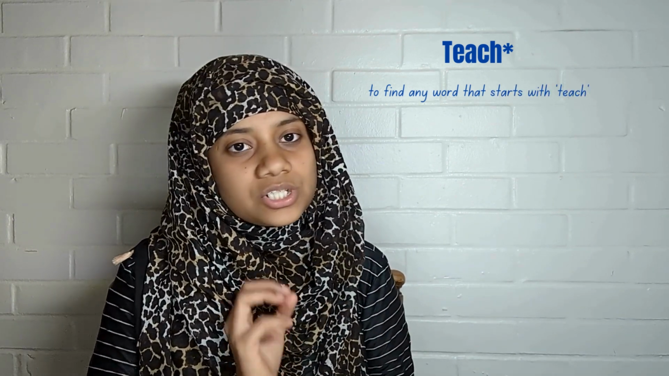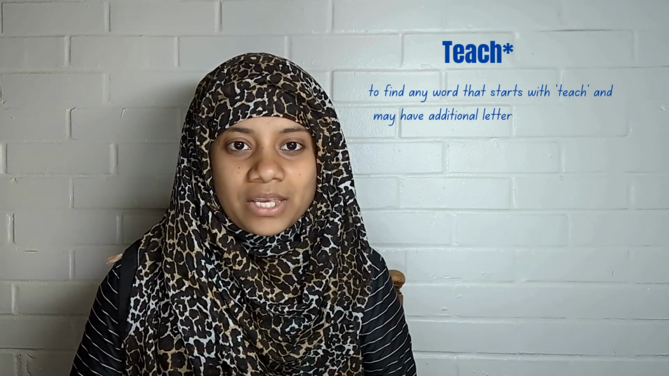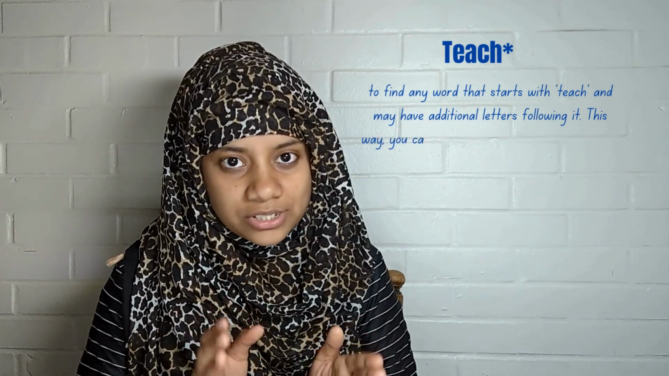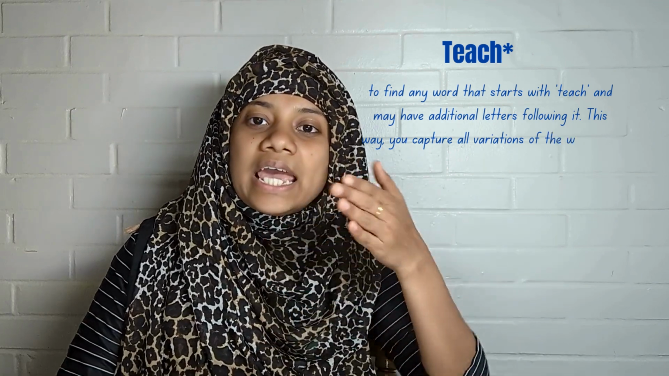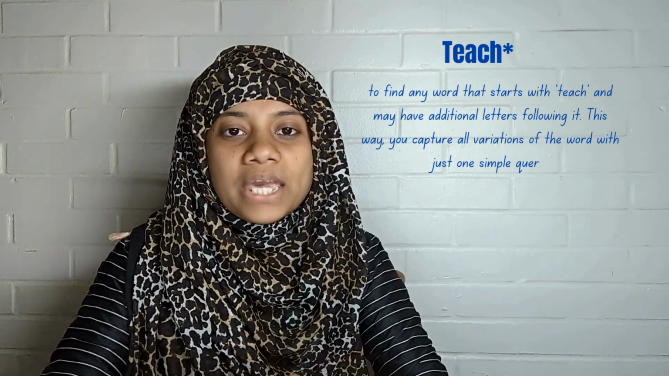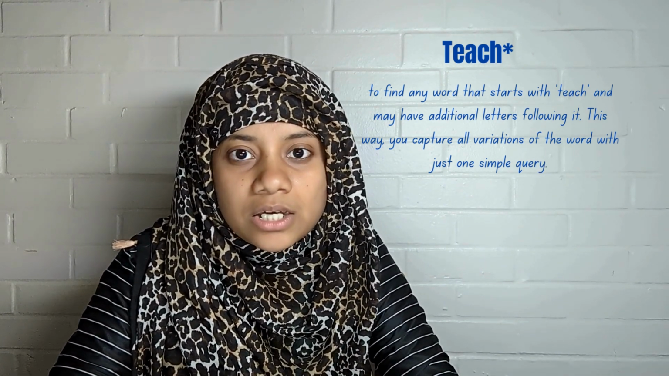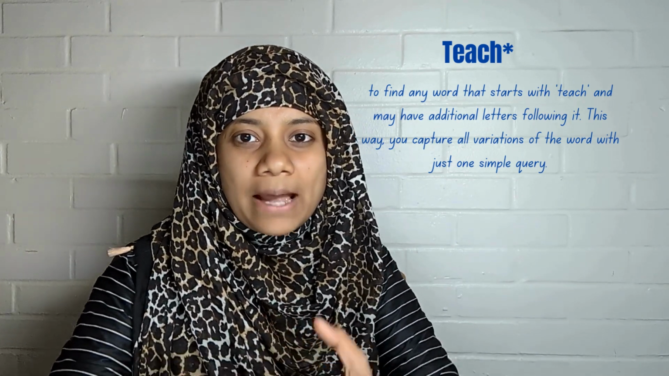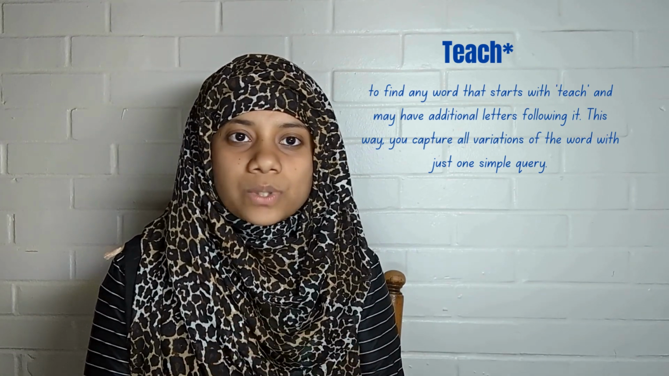Let me give you an example. Say you are searching for the topic of education again, and you want to find information on different forms of teaching, such as teach, teacher, teaching, and so on. Instead of typing out each variation individually, you can simply use the truncation asterisk at the end of the word teach. By typing teach and an asterisk in your search bar, you are telling the search engine to find any other word that starts with teach, and may have additional letters. This way you are capturing all the variations of a word in one simple step.